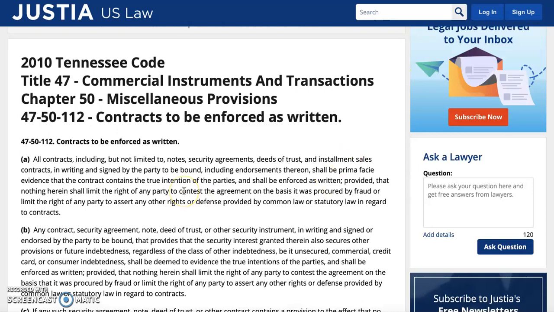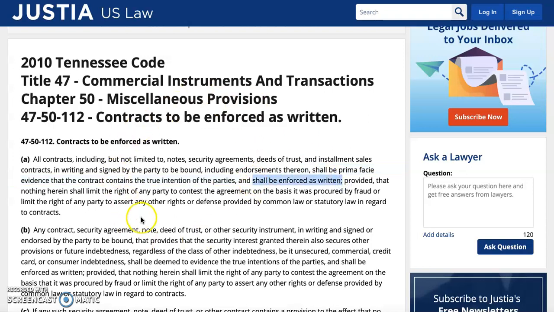Okay, also let's go over the Tennessee law, or statute, I'm sorry, that governs contracts being enforced as written. Section A says all contracts, including but not limited to notes, security agreements, deeds of trust, and installment sales contracts in writing and signed by the party to be bound, including endorsements thereon, shall be prima facie evidence that the contract contains the true intention of the parties and shall be enforced as written, provided that nothing herein shall limit the right of any party to contest the agreement on the basis it was procured by fraud or limit the right of any party to assert any other rights or defense provided by common law or statutory law in regard to contracts.